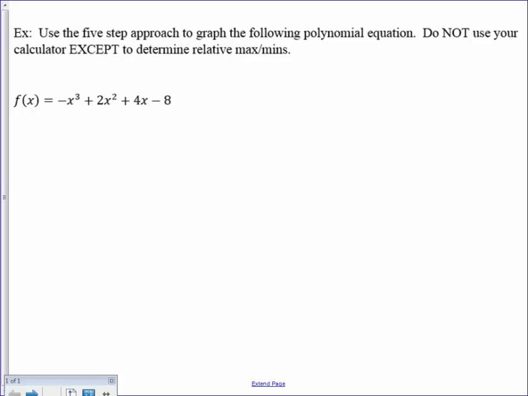Here, I have been asked to use the 5-step approach to graph the following polynomial equation. I've also been instructed not to use the calculator except to determine any kind of relative max or mins. So our first step is to determine the end behavior.